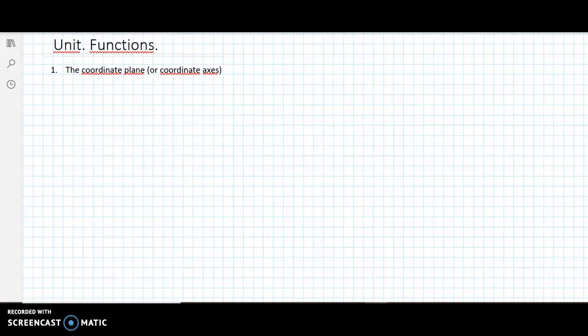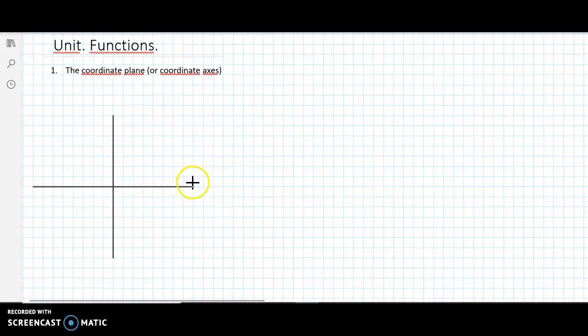Hello, in this video I'm going to explain the first point of the unit functions. We call this point the coordinate plane or coordinate axis. The coordinate plane is formed by two perpendicular lines that I'm going to make now.